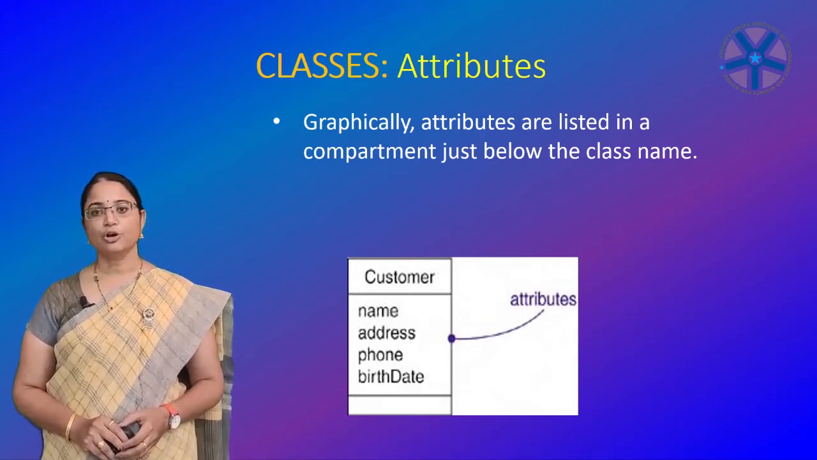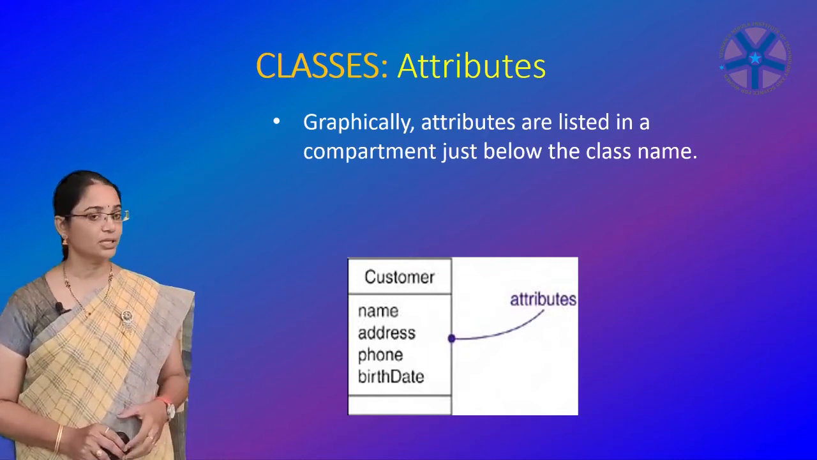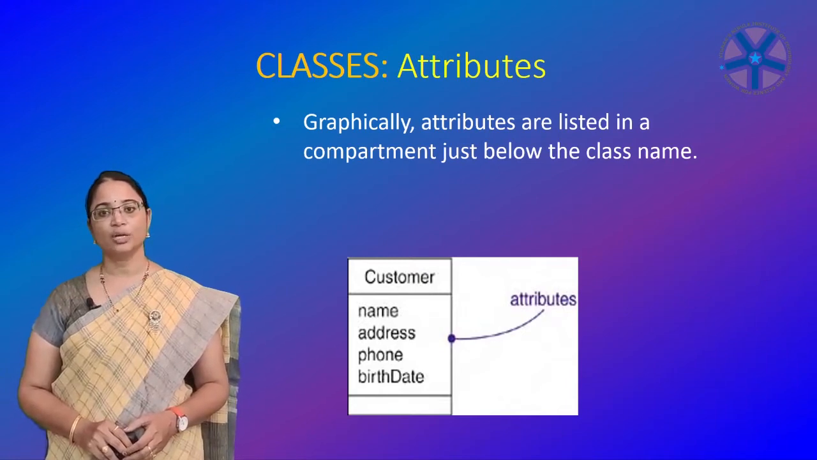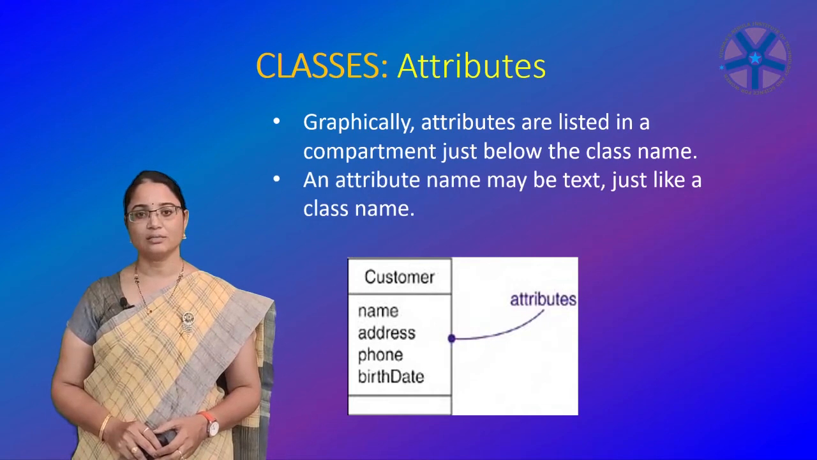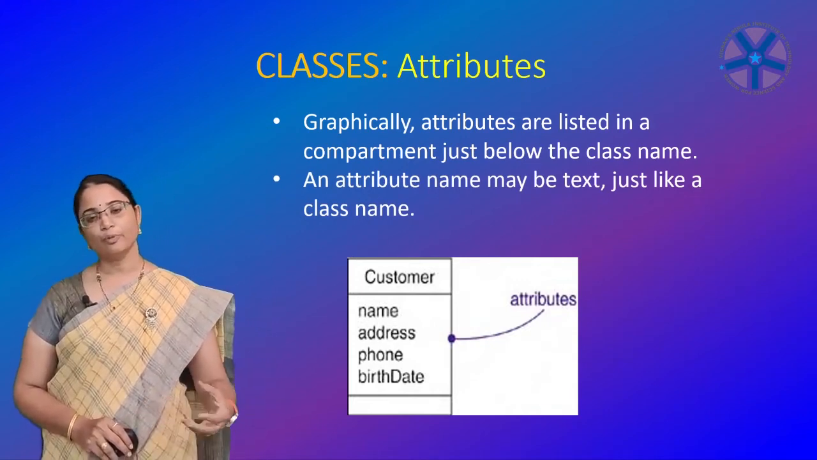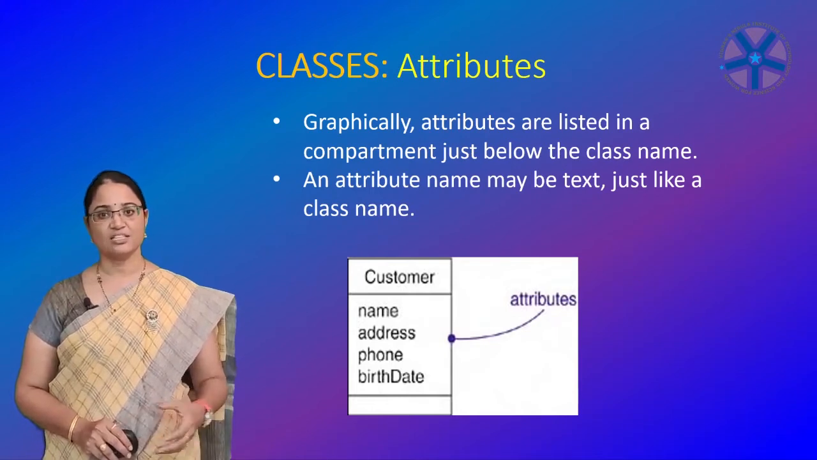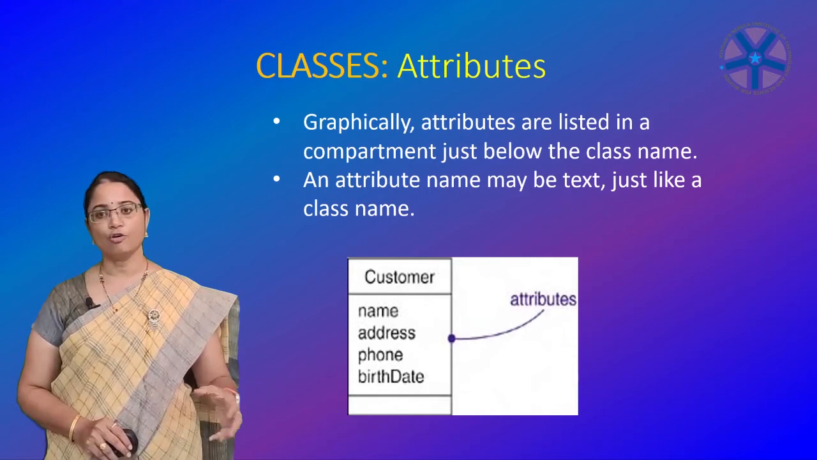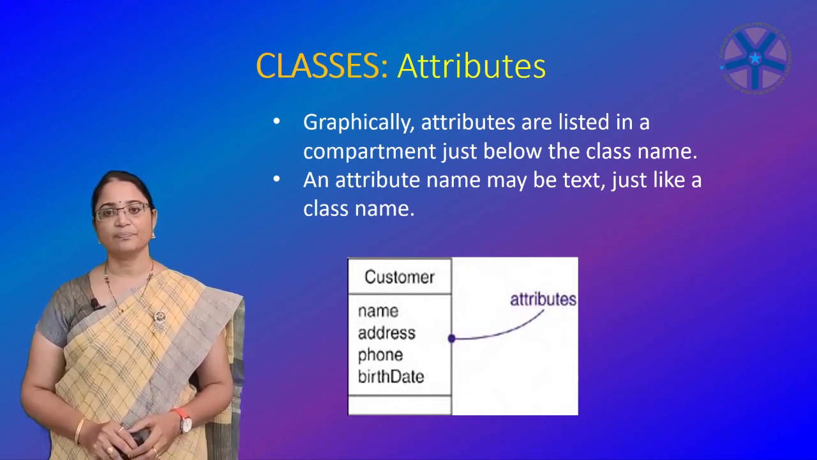Graphically, attributes are listed in the compartment just below the class name. Attributes may be drawn showing only their names. If you see the figure, Customer is the name of the class and name, address, phone number, birth date are the attributes of that class. The important point to note here is an attribute name may be text, just like a class name. In practice, an attribute name is a short noun or noun phrase that represents some property of its enclosing class.